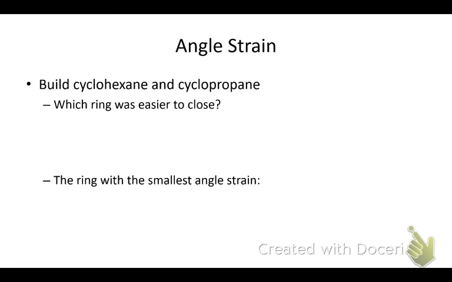So the ring that was easiest to close is supposed to be cyclohexane, and the one with the smallest angle strain would then be cyclohexane. It turns out as you get bigger, well, let me ask this question. Why is it that it is the way it is? Why does cyclohexane give you the lowest angle strain?